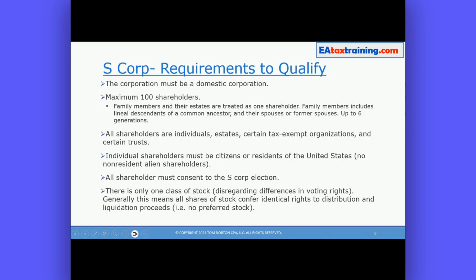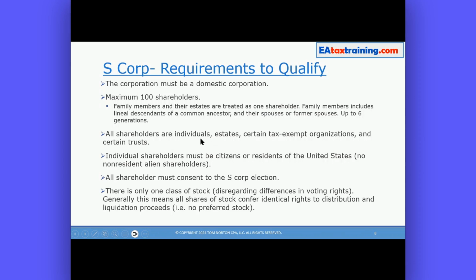So you're talking about grandmas and grandpas and children and grandchildren, etc., up to 6 generations, and their spouses can all be shareholders, and they'll all be treated as just one shareholder. So it is a maximum of 100 shareholders. That's the magic number. But just know that it can actually be more than 100 because of this family members rule. All the shareholders must be individuals, estates, certain tax-exempt organizations, and certain trusts.